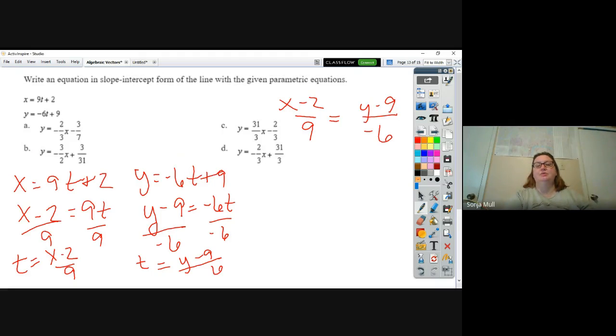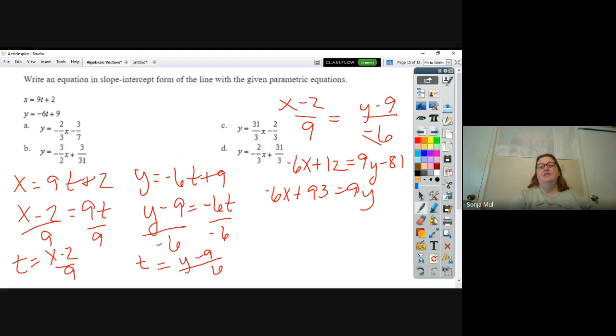Then I'm going to cross multiply. So -6 times x minus 2 is -6x plus 12. -6 times -2 is positive 12. And then 9 times y minus 9 is 9y minus 81. And then these are in slope-intercept form, so they're solved for y. So I'm going to add 81 to both sides. So -6x plus 93 is 9y. And then divide everything through by 9.